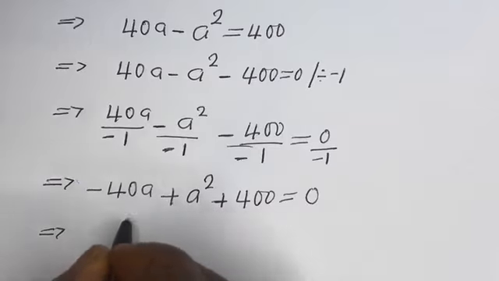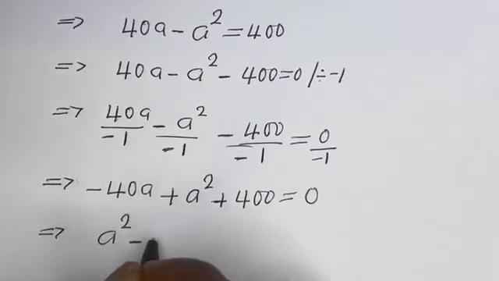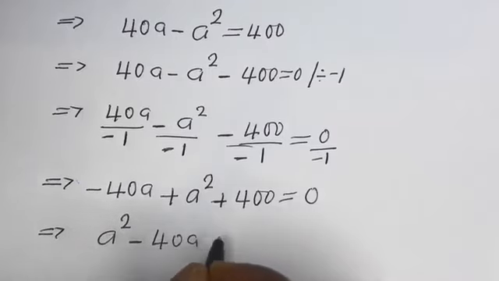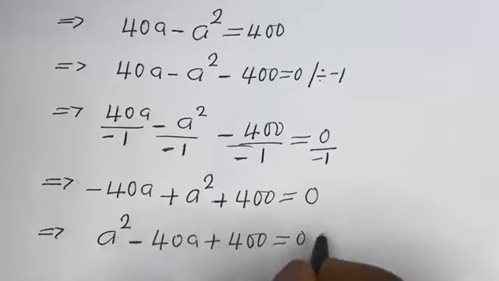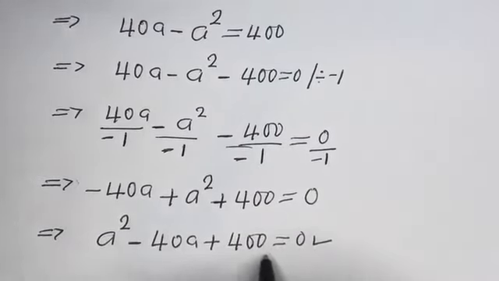Then let us put this in standard form. This is A square minus 40A plus 400 is equal to 0. This is a quadratic equation. Let us solve this using quadratic general formula.